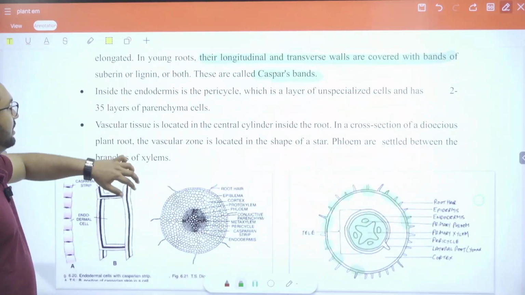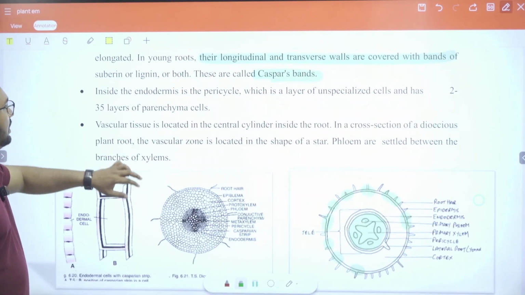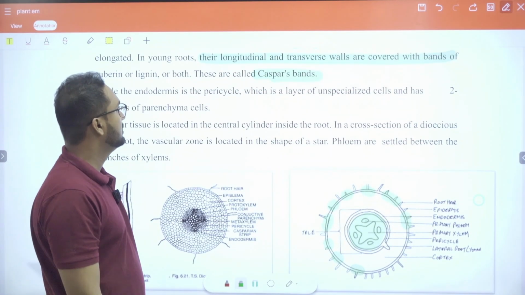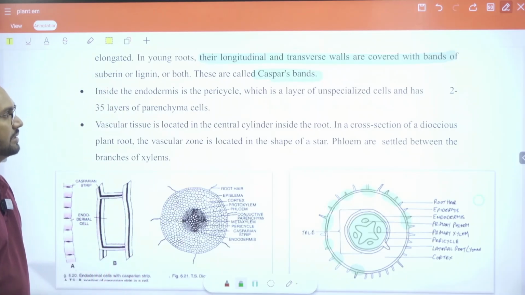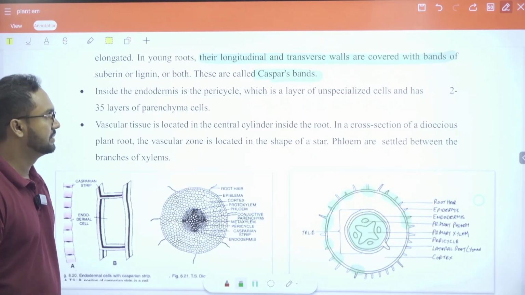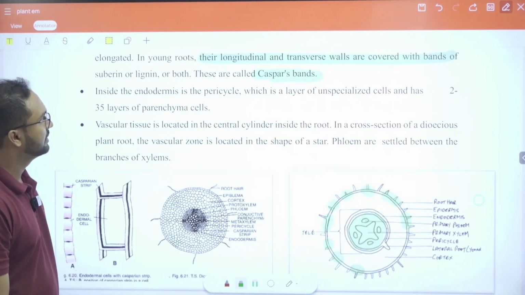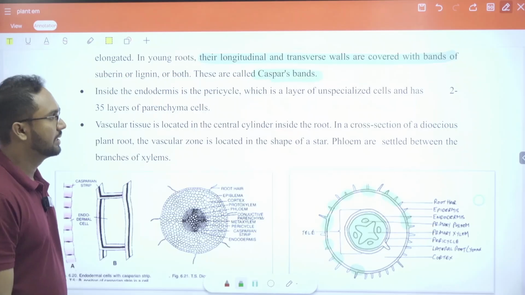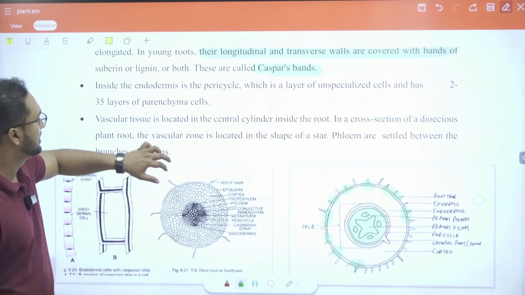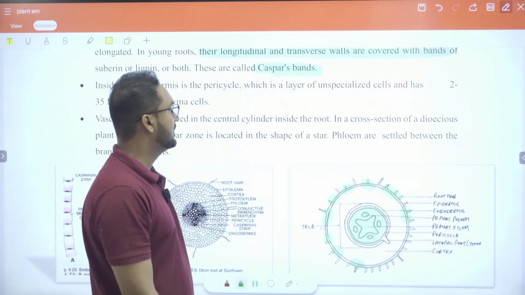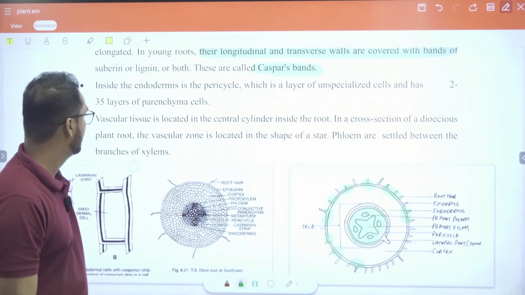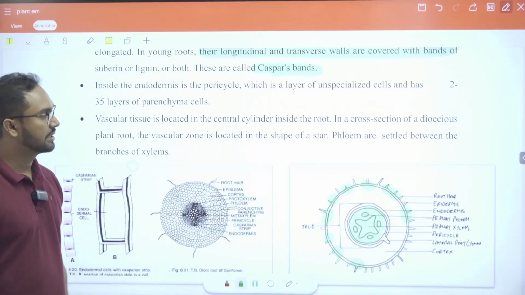Right. Inside the endodermis is the pericycle, which is a layer of unspecialized cells and has 2 to 3 layers of parenchyma cells. හරි. Caspar band එකට ඇතුලෙන් තියෙන pericycle එකේ 2 to 3 layers of parenchyma cells තියෙනවා. Vascular tissue is located in the central cylinder inside the root, right? Vascular tissue තියෙන්නේ මැද්දේ central එකේ.